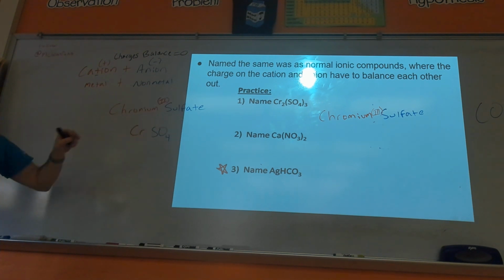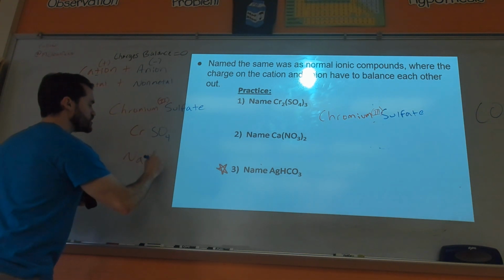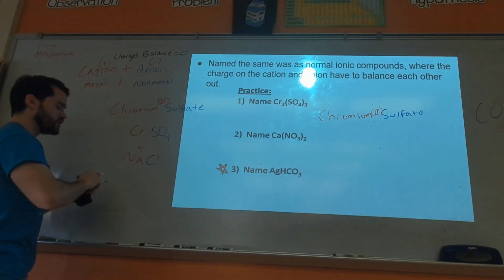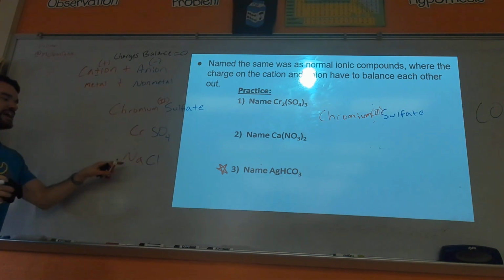Whenever you're doing these, think back to last class. If you had NaCl, we assume the charges. Only if you're trying to show your work or solve it would you put the +1 -1. When you actually write out the formula, you just say NaCl.